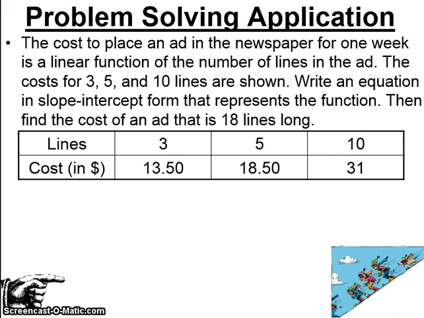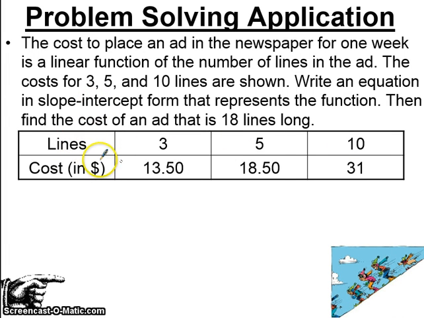Alright, let's look at a problem-solving application. It says, the cost to place an ad in the newspaper for 1 week is a linear function of the number of lines in the ad. So in other words, the cost depends on the number of lines. The costs for 3, 5, and 10 lines are shown. Write an equation in slope-intercept form that represents the function. Then find the cost of an ad that is 18 lines long.